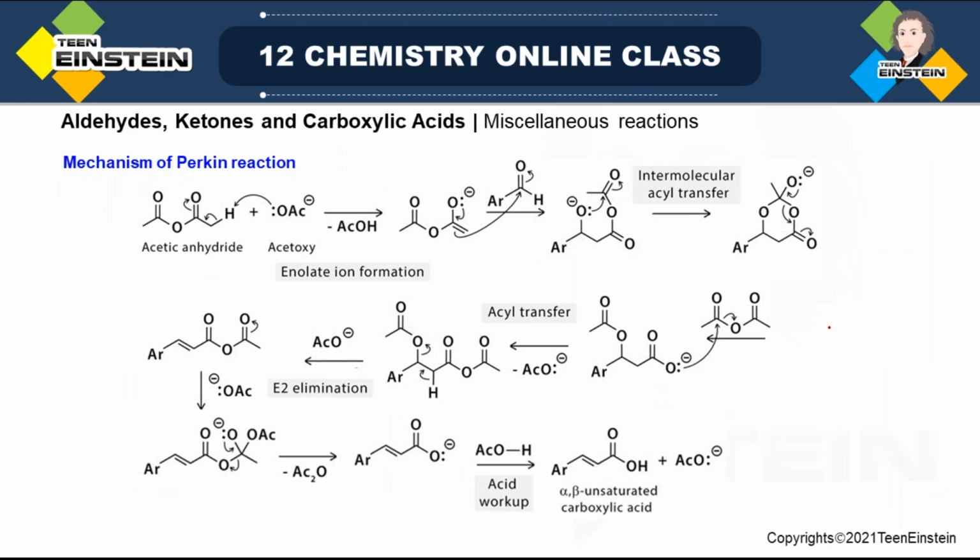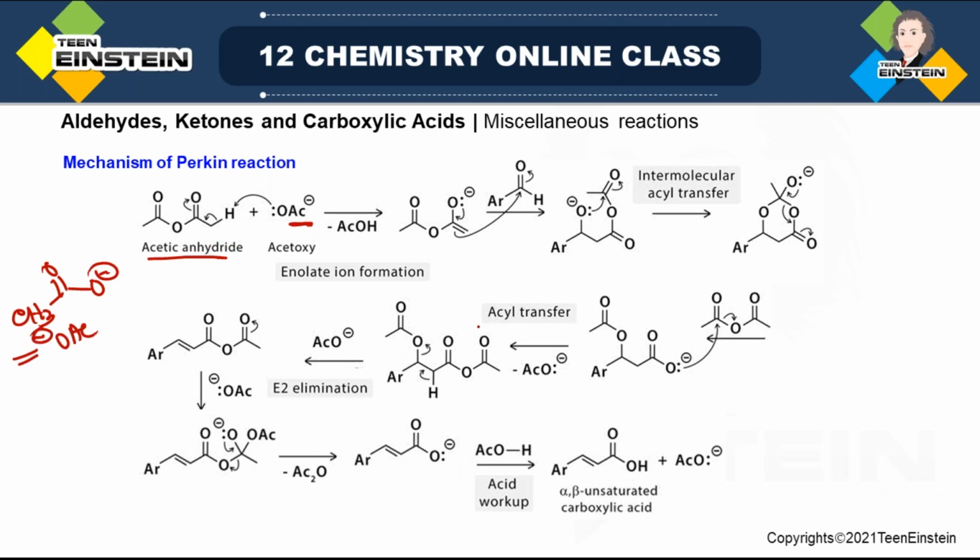Now the mechanism for this reaction is complex, so we will see all the steps one by one. Mechanism of Perkin reaction. So this is an acetic anhydride molecule. We have used sodium acetate, that means acetate ion is there. Now OAc, what is OAc? OAc is nothing but this molecule. It is written in short form.